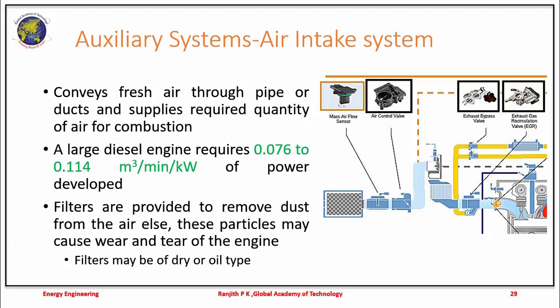The air intake system basically conveys fresh air through pipes or ducts and supplies the necessary quantity of air required for combustion. A typical number would include an air requirement of about 0.076 meter cube per minute to 0.114 meter cube per minute for every kilowatt of power that is developed. There are filters provided to remove the dust from the air, else these particles may also cause wear and tear of the engine.